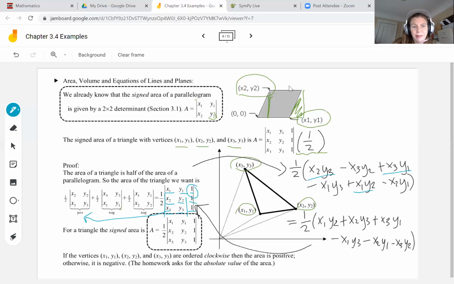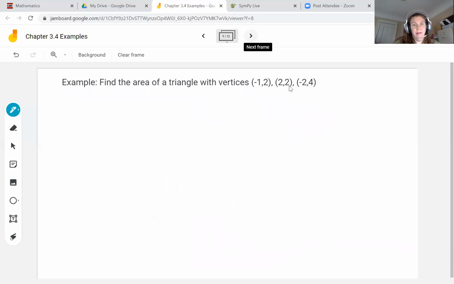Okay, so let's take a look at how we can apply this. So we are going to find the area of the triangle with these vertices at -1, 2, 2, 2, and -2, 4. So the first thing I'm going to do is set up my area calculation here. So my area is going to be 1/2 times the determinant where I put in my points x1, y1.